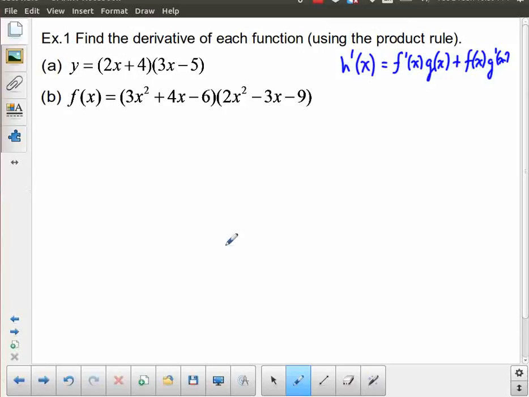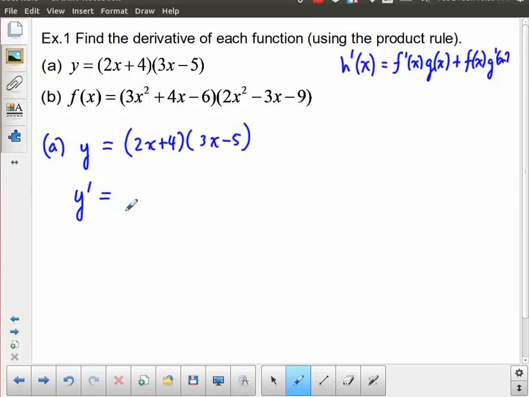Now I'm going to try to apply that to my first example here, which is 2x plus 4 multiplied by 3x minus 5. Now we could expand this as binomial terms, we would end up with a quadratic, and then we would be able to apply the power rule, which is what we did in a previous lesson. But the idea here is we want to go to our derivative in the first step. We want to go directly to the derivative.